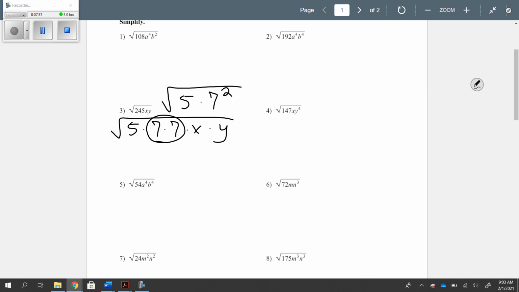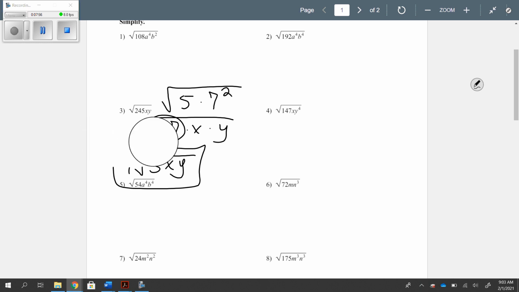Does this 5 have a partner? No. Does the x have a partner? No. Does the y? Nope. So the 7 gets to leave. Everything else stays. So on the outside is 7, square root 5xy, and we're done. That one was actually pretty simple. Okay, that is how you do them all.